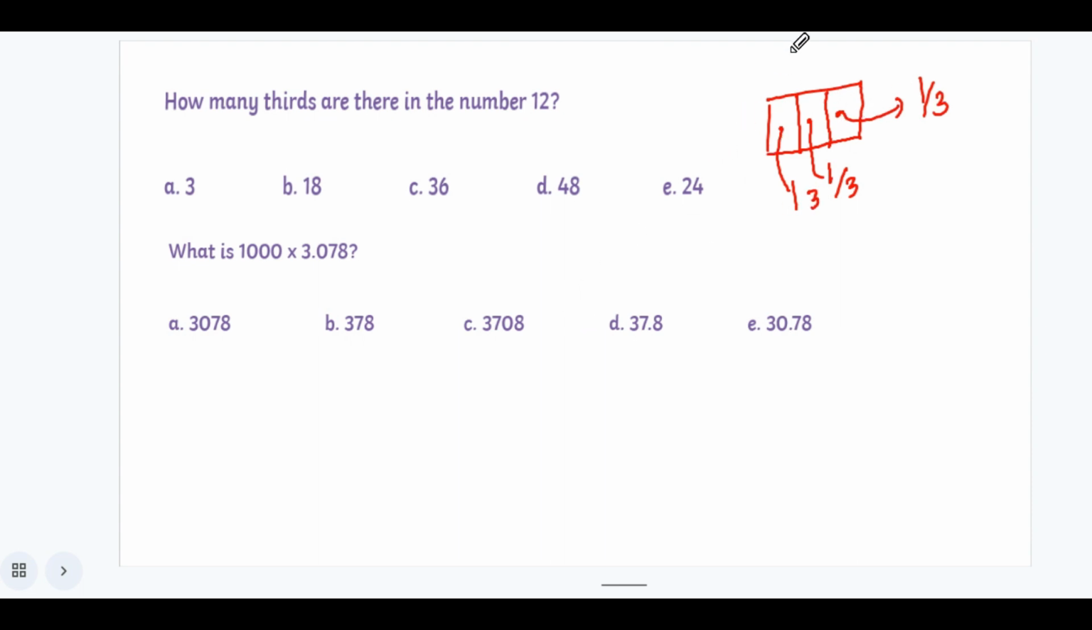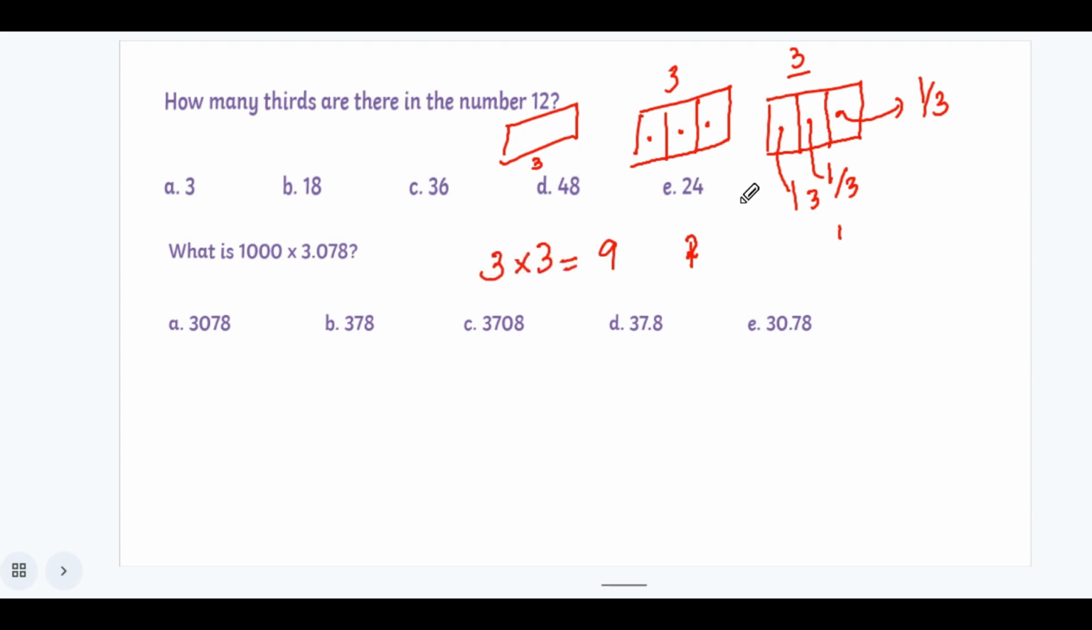So how many thirds are there? 3/3, right? Correct? Okay, if I have one more box and I need to divide it into 3 parts, 1, 2, 3, how many thirds are there? Again 3, right? So how many boxes am I having? 2 boxes, 1 and 1, 2 boxes. Then again if I have one more box, how many thirds will be there? 3/3. So how many thirds do you have right now in 3 boxes? 3 times 3, right? You have 9/3.